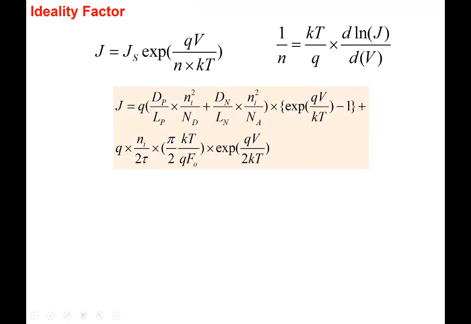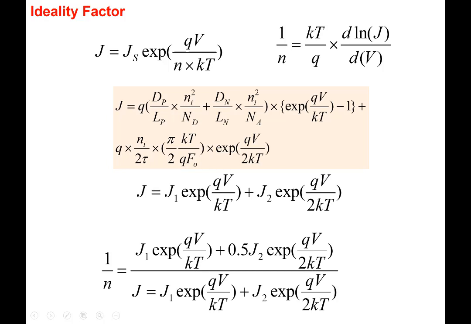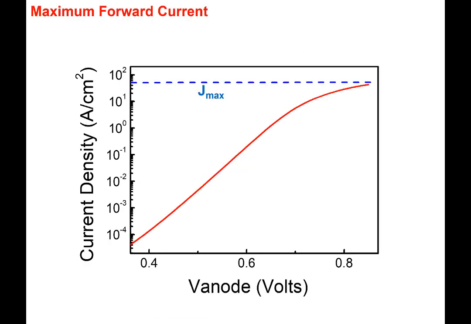So if you were to write J equal to Js exponent QV by nKT, from here you can derive 1 over n is KT by Q dlnJ by dV. And if you take this equation, you can derive what would be the ideality factor. There's a KT term here, there's a 2KT term here, and with a simple derivative and simplification, you can get this here. All right.